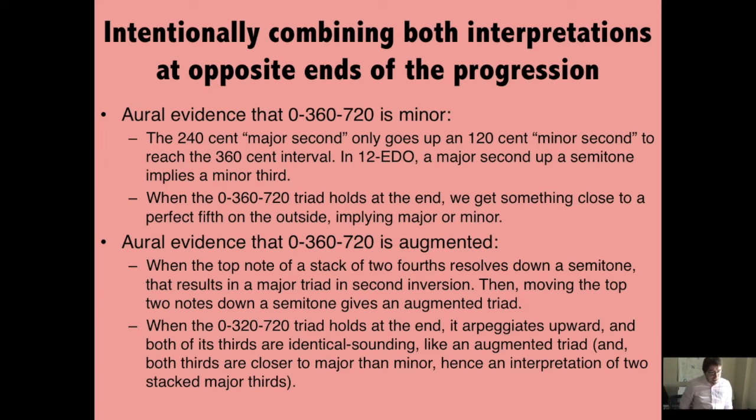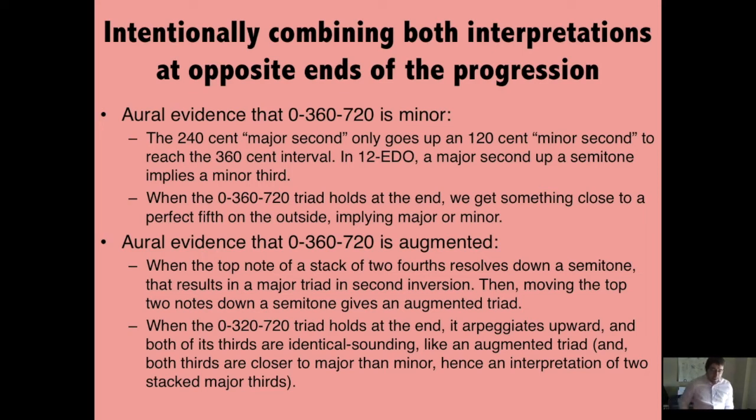So it's very interesting. So for the evidence that it's minor, well, the 240 cent major second only goes up to a 120 cent minor second, right? If that happens, then that note's a minor third, right? That's the only way that happens in 12 EDO. And then, of course, when the triad holds at the end, we've got a perfect fifth in it. But that first piece of evidence is really more important. The melodic figure establishes it as minor.